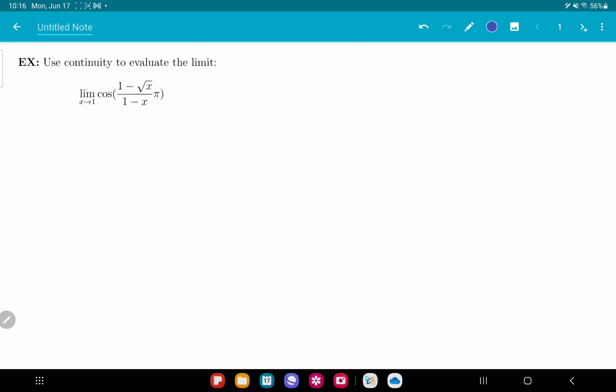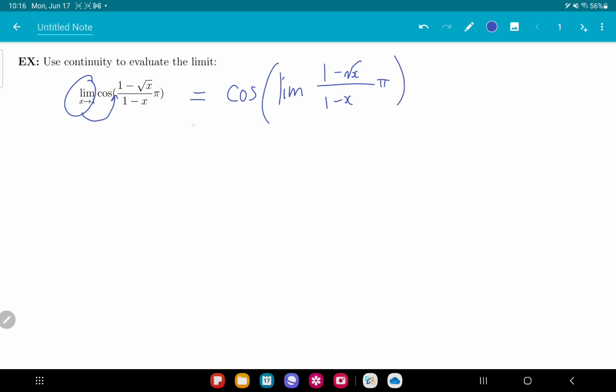Now we would like to take this limit and we would like to move it inside. So let's just go ahead and do that, and then we will justify it afterwards. So sorry, I want the cosine, and then the limit is now inside. It's the limit of this fraction, 1 minus root x over 1 minus x, times pi. Boom. Okay.